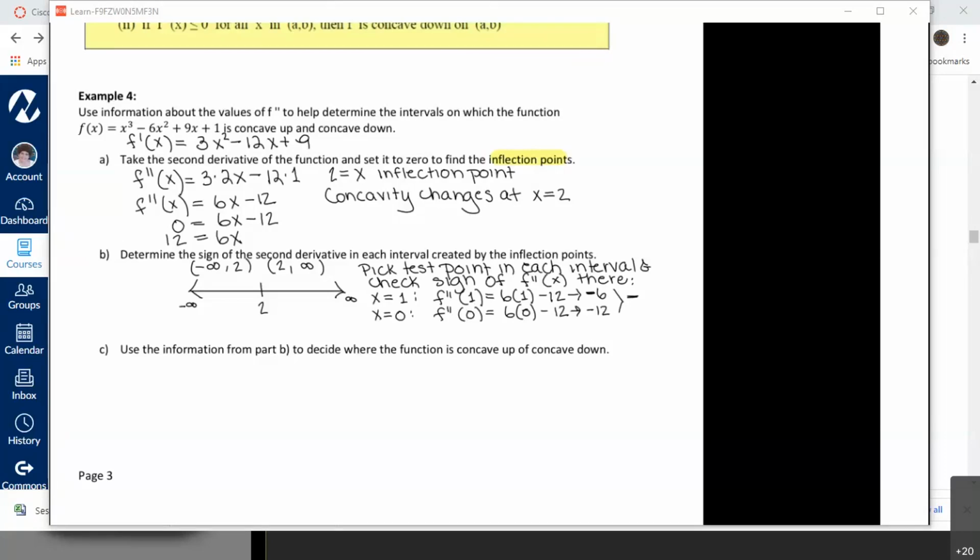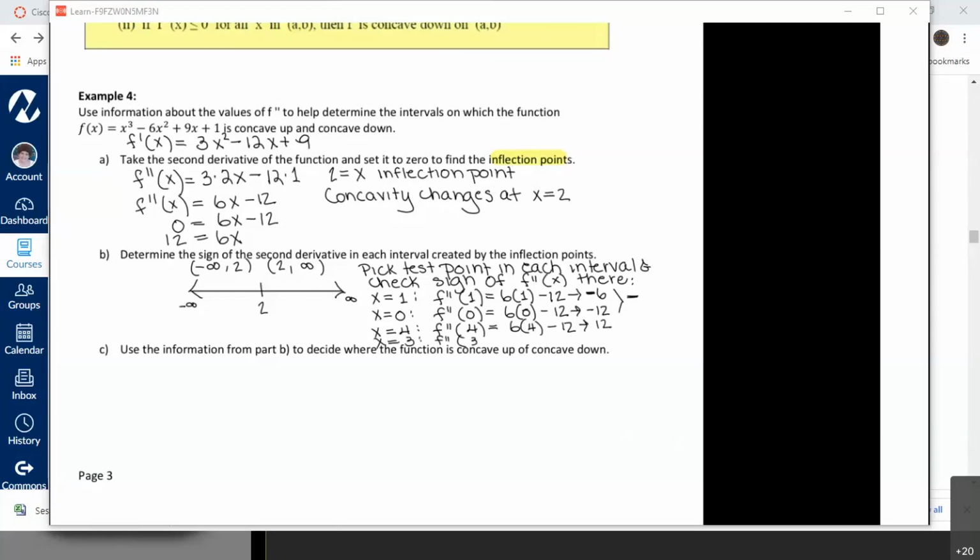Pick a point in 2 to positive infinity. Somebody else want to pick a point in this other interval? Okay, we've got 4 and we've got 3. Let's try Fabian's 4, and then we'll try the 3. Here's 4. So 6 times 4 minus 12. That's 6 fours are 24 minus 12, that's positive 12.